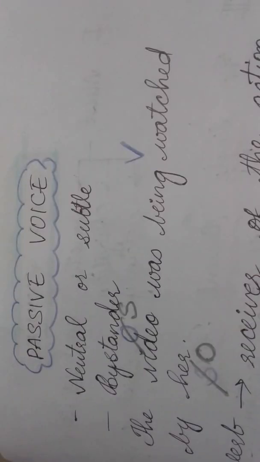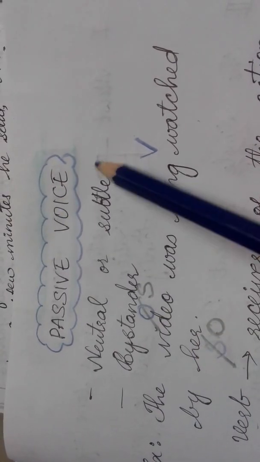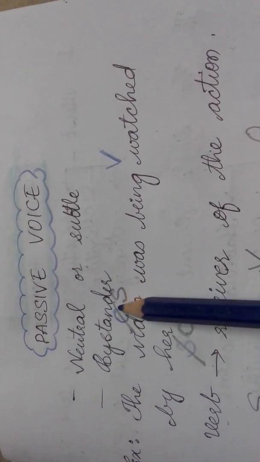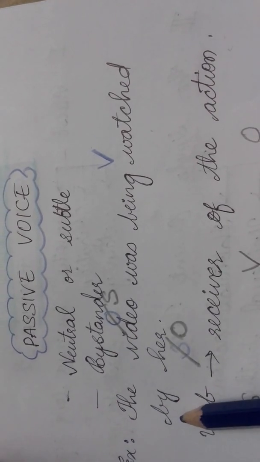Understood this? Then moving on to the passive voice. When you want to tell something neutrally or subtle, you are going to use the passive voice. Bystander is mainly in this passive voice. Bystander is nothing but it's like a third person speaking. Okay. So here mostly 90% of the sentences we are going to write by in the sentence.